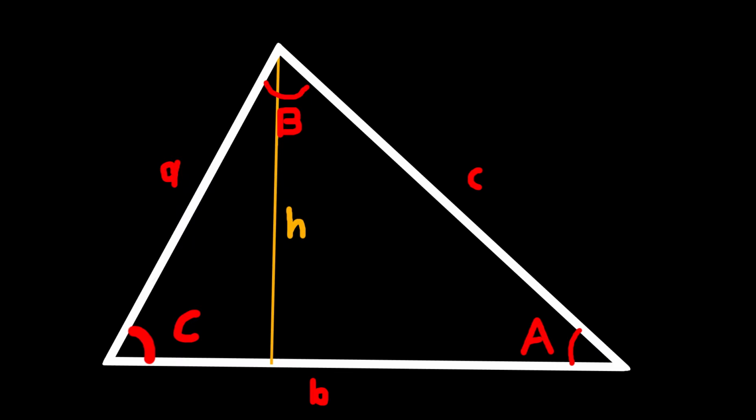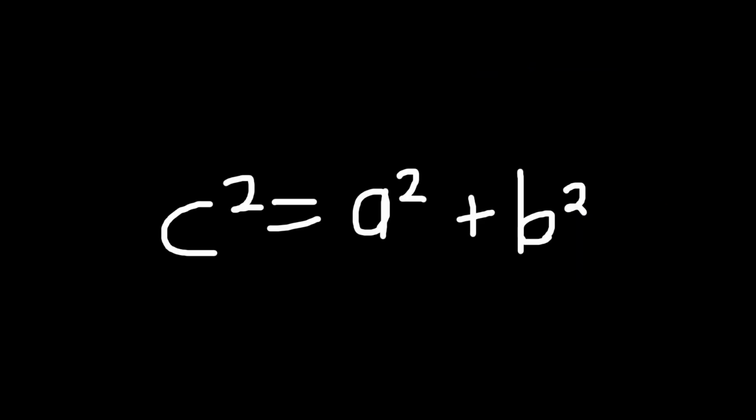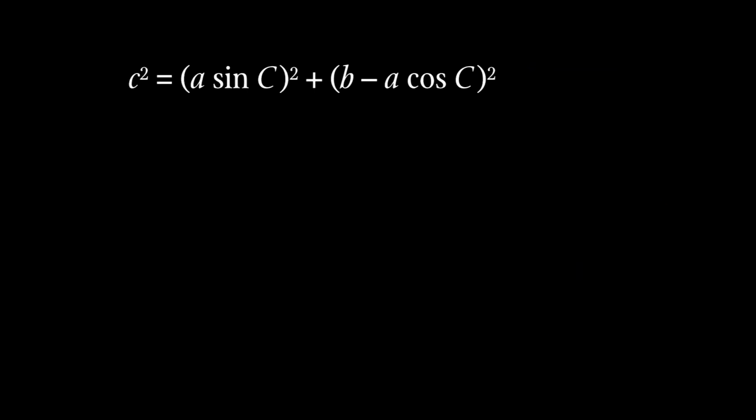Let's name the segments created by the altitude x and y. We already saw how our altitude can be found with this expression. Similarly, this segment x can be found with this expression, and the value of y with this expression. Now, for this right triangle, we're going to pull out the Pythagorean Theorem. So we plug these two values in and simplify.